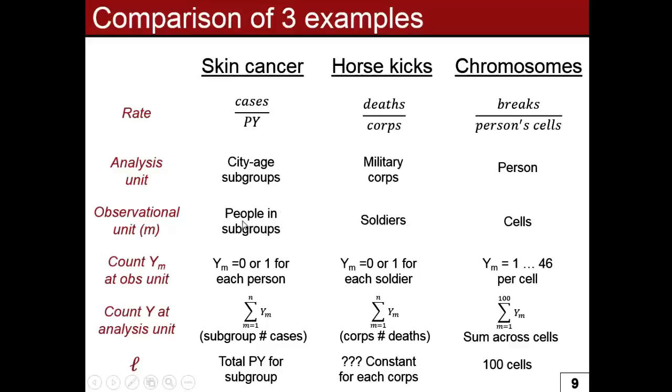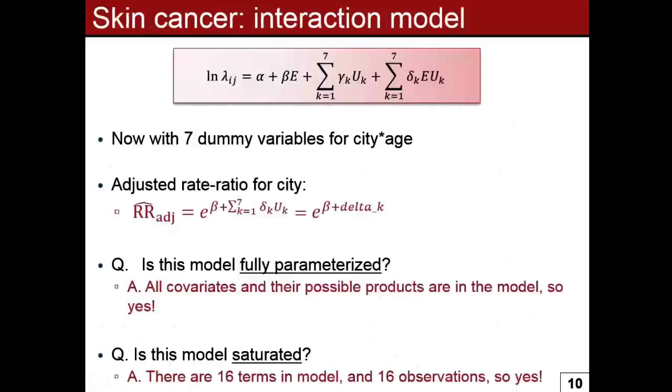and also the unit of the observations is different. The people that live in those subgroups are the actual smallest thing being measured: soldiers, cells, or chromosomes in cells, or whatever it is. The counts behave differently: 0 to 1 for each person, 0 to 1 for soldiers, 1 to 46 per cell. You can formulate these things as three very different formulations, and they can all be done with Poisson regression. That's all this is trying to say. That's just our interlude to think about all the different data pieces here.